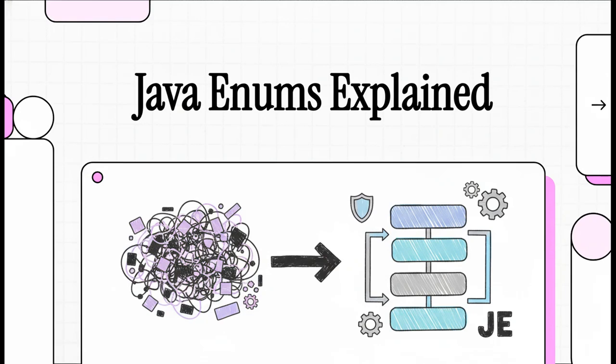Welcome to the Explainer. Today we're diving into a Java feature that's way more than just a little convenience. It's an absolute game changer for writing clean code. We're talking about Enums, and you're about to see how they can take messy, bug-prone code and turn it into something that's safe, organized, and surprisingly powerful.